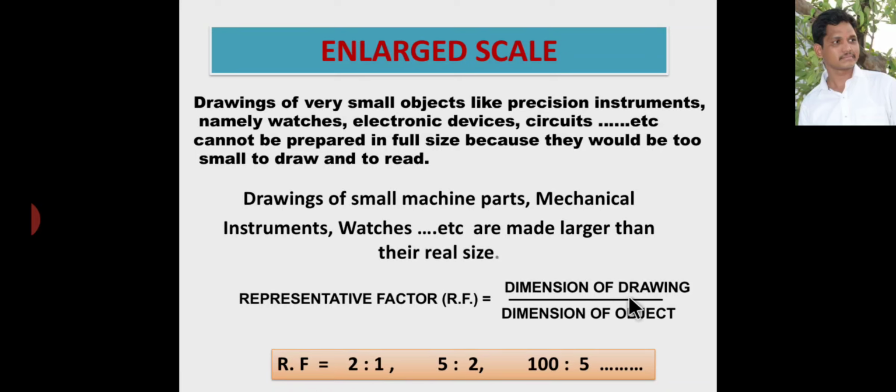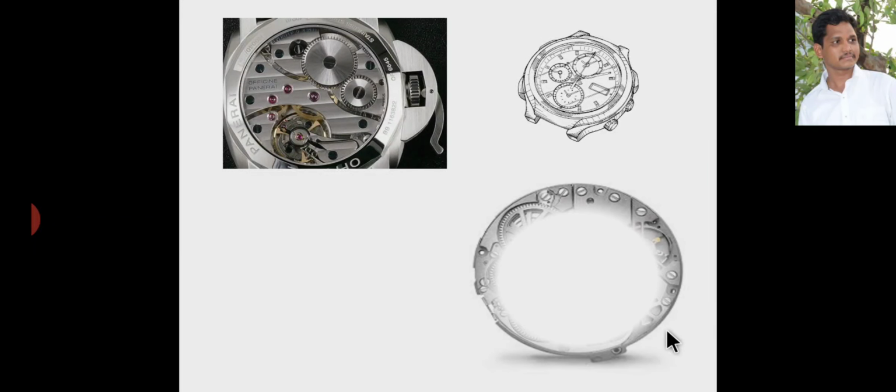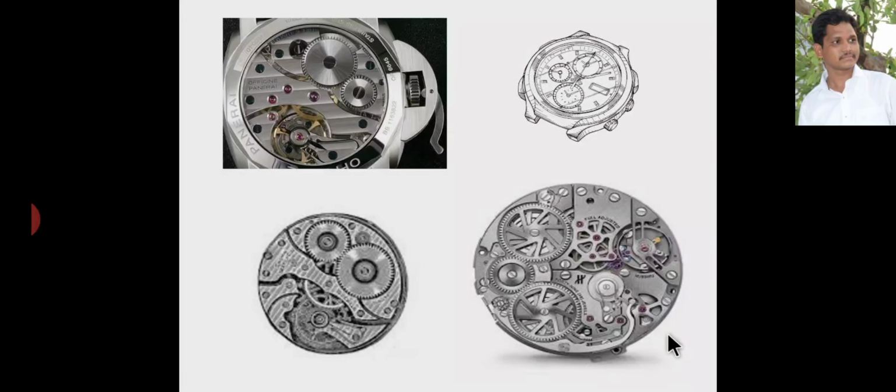Here these are the examples. Drawings of very small objects like precision instruments, and these small gears, electronic circuits cannot be prepared in full size because they would be too small to draw and to read.